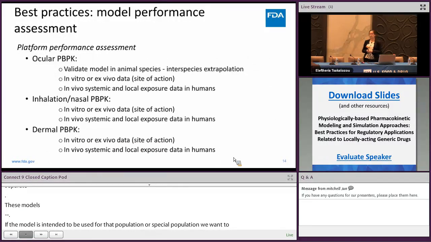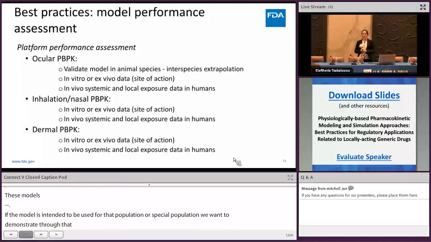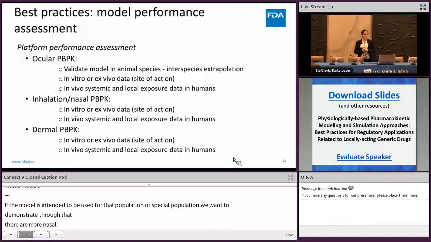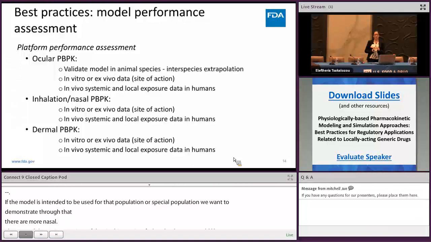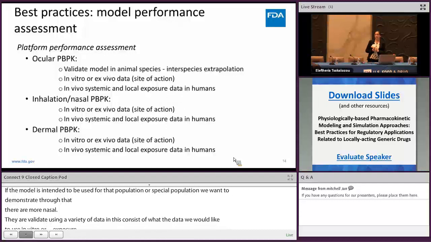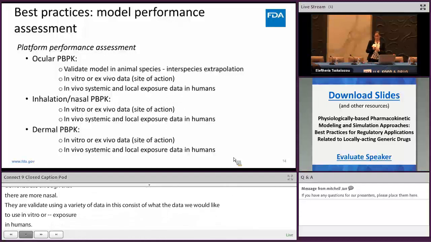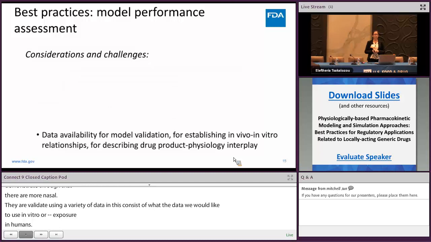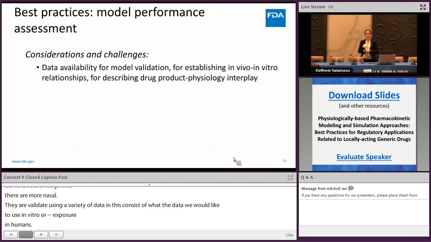PBPK models for ocular, inhalation, nasal, and dermal products are validated using a variety of data. There's consistency in what data we would like to use: in vitro or ex vivo, as well as in vivo on the systemic and local exposure in humans. However, what is slightly different is that in the case of the ocular PBPK models, we may need to validate the model using animal data and then extrapolate to humans. There are a number of considerations and challenges associated with this task.